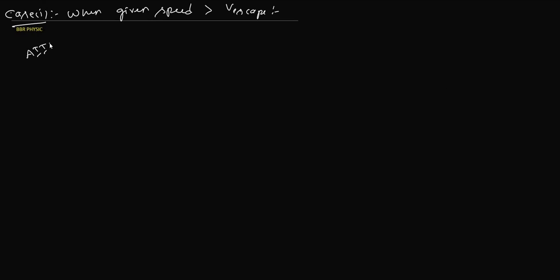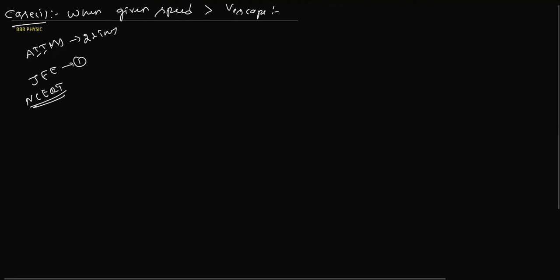In these two special cases, we have to discuss very important cases. Case 1. When the given speed is greater than the escape speed, what will happen? We need to discuss here. This question was repeated 2 times in AIIMS. JEE 1 time they gave it, and it's a standard NCERT question. So if the given speed is more than escape speed, what will happen? Means it will enter into interstellar space.